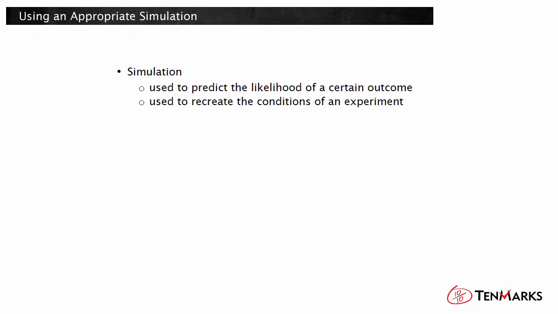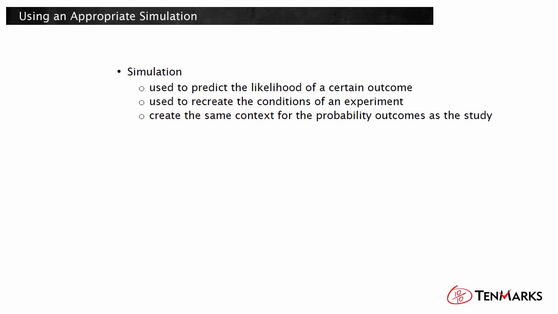A simulation is used to recreate the conditions of an experiment in order to perform multiple trials of the experiment. To create a simulation, you need a means to create the same context for the probability outcomes as the study.